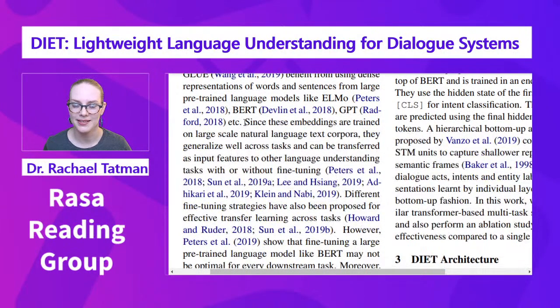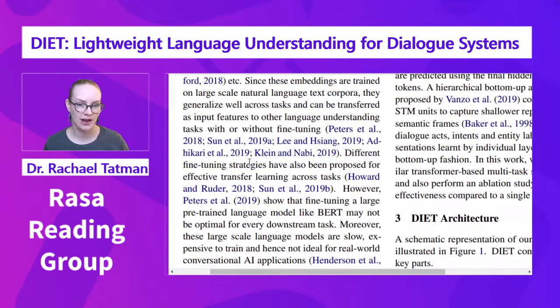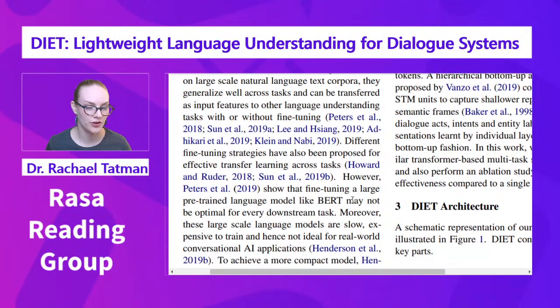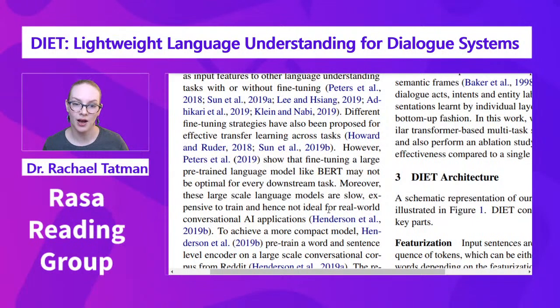Since these embeddings are trained on large-scale natural language text corpora, they generalize well across tasks and can be transferred as input features to other language understanding tasks with or without fine-tuning. Different fine-tuning strategies have also been proposed for effective transfer learning across tasks. However, Peters et al. show that fine-tuning a large pre-trained language model like BERT may not be optimal for every downstream task. Moreover, these large-scale language models are slow, expensive to train, and hence not ideal for real-world conversational AI applications.